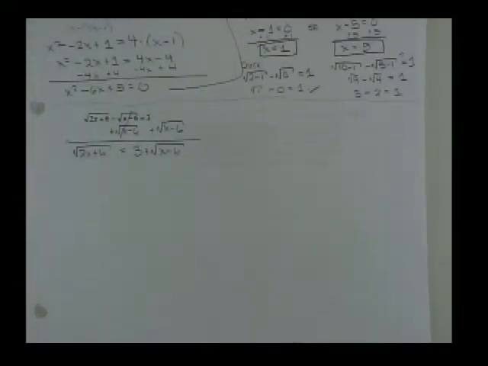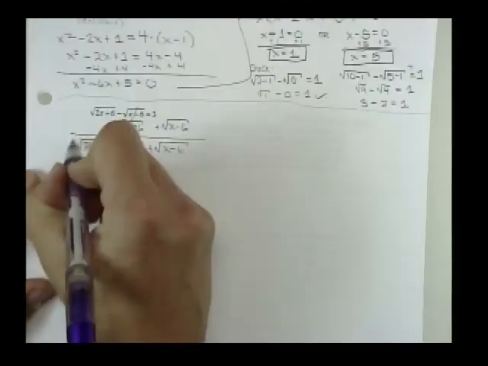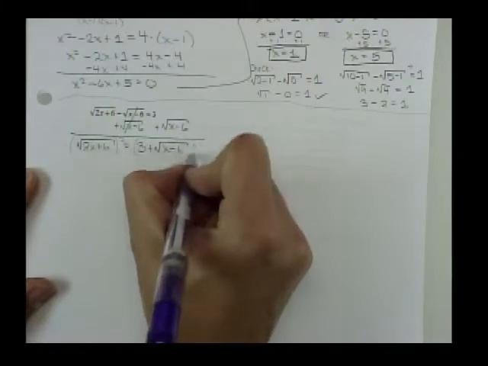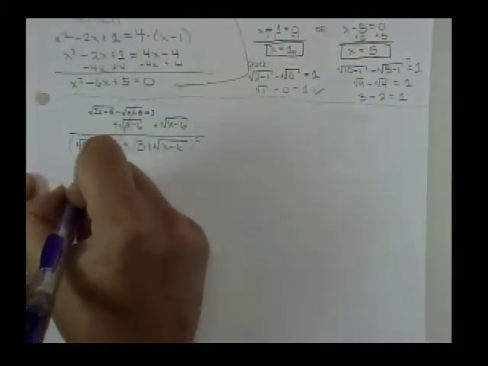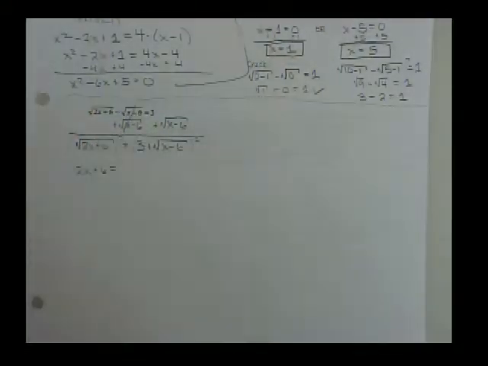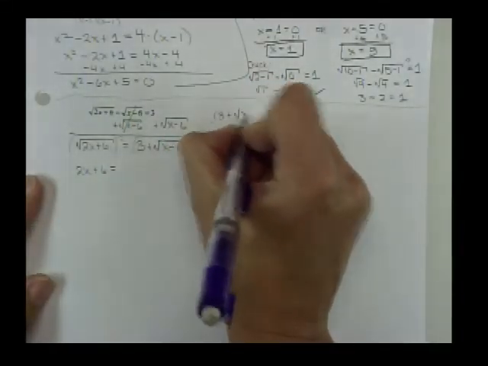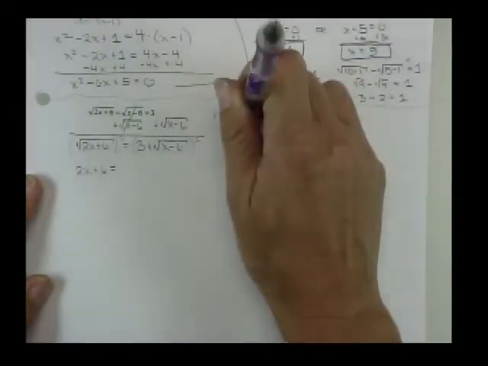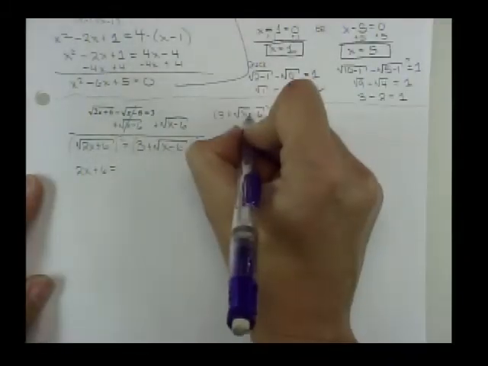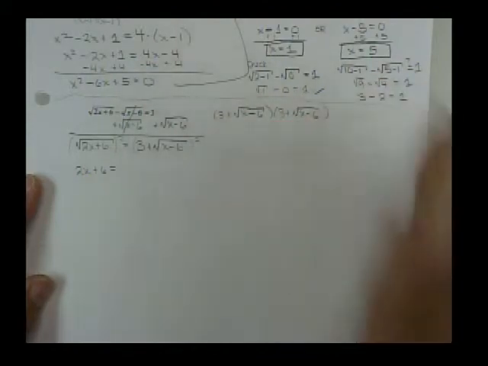And then now this radical is by itself, so we would do what on each side? Square. And the left-hand side is easy to deal with. The square root of 2x plus 6 squared is 2x plus 6. It's on the right-hand side that it's the hard work. We have to do FOIL. So 3 plus the square root of x minus 6 times 3 plus the square root of x minus 6. And then do FOIL with that.